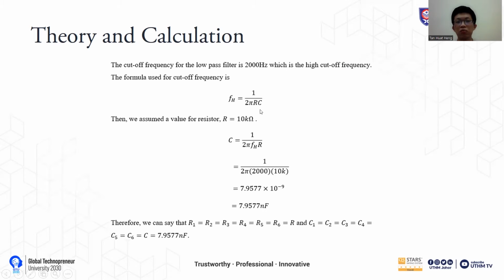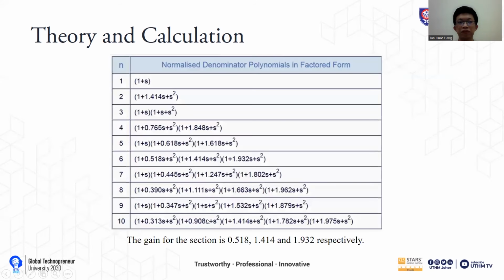Next, the cutoff frequency for the low-pass filter is 2000 Hz, so it's the high cutoff frequency. We use the formula FH equal to 1 over 2 pi RC. We assume the value for R is 10 kilo ohms, so we use this formula to calculate the capacitance, which is equal to 7.9577 nanofarad. Therefore, we can say that resistors R1 until R6 are 10 kilo ohms, and also capacitors C1 until C6 are equal to 7.9577 nanofarad.